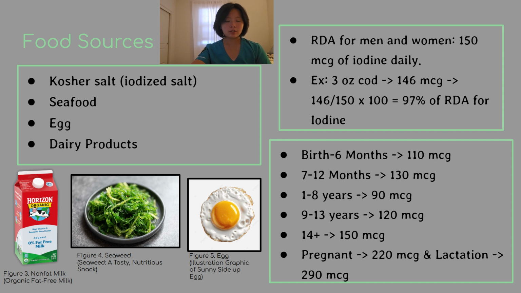As it pertains to how much iodine you need to take for your age or if you are pregnant, when you're younger, you will typically have more iodine microgram consumption needed. Also, if you're pregnant, you need more micrograms of iodine. For example, from 7 to 12 months, you'll need 130 micrograms of iodine. If you are pregnant, you need 220 micrograms of iodine.